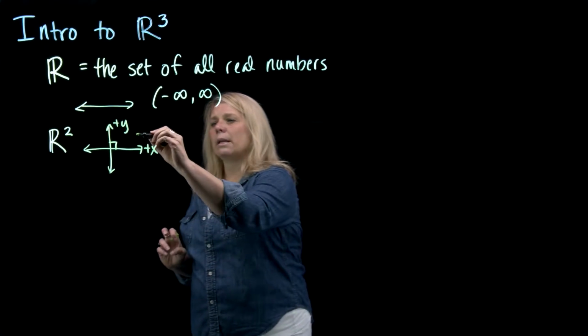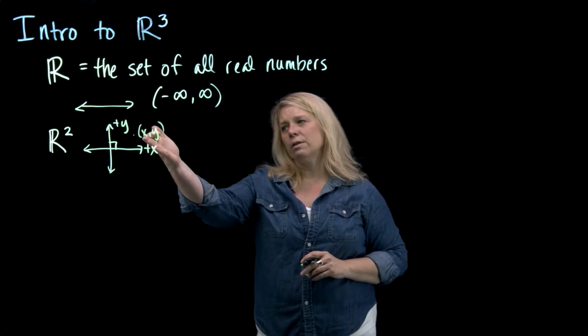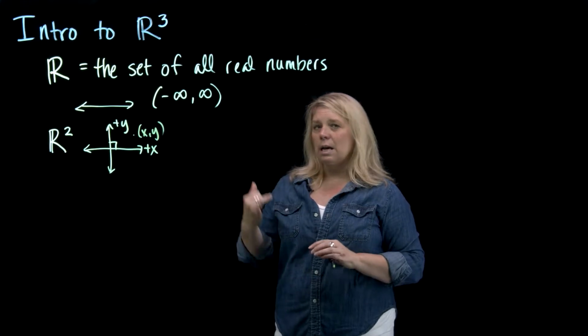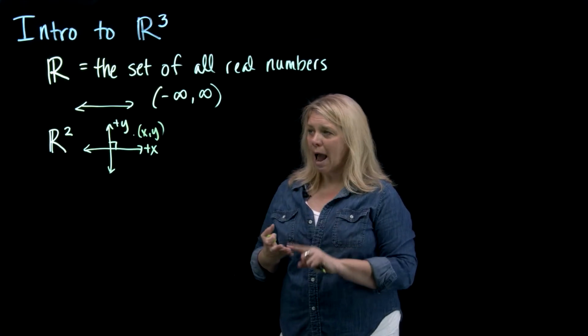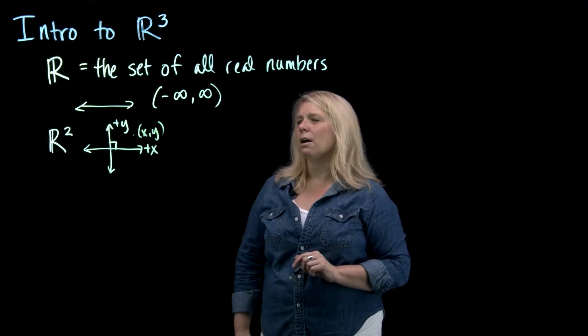We can think about points in here, x, y points. We know that the first number is the x and the second one is the y, and you can plot points. You can talk about the origin. You can talk about axes, quadrants. So we're going to extend that idea to R3.